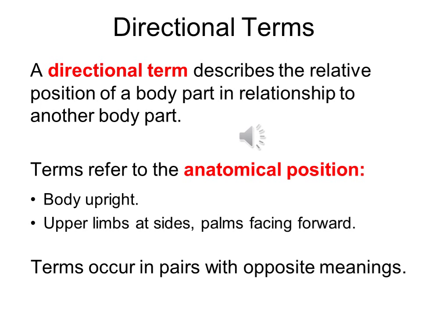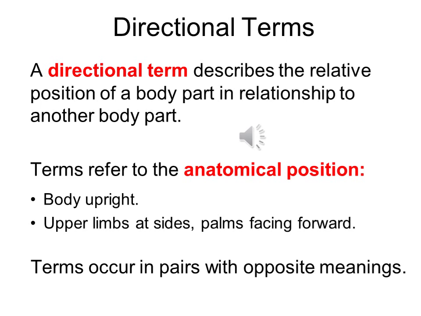So in this position, the body is upright, our arms are at our sides, so our upper limbs are at the sides, and the palms of your hands are facing forward. So if you stand up right now and go in that position, you're standing upright, your palms are forward, which means that your thumbs are sticking out at the sides. So that's going to become important as we look at other terms.